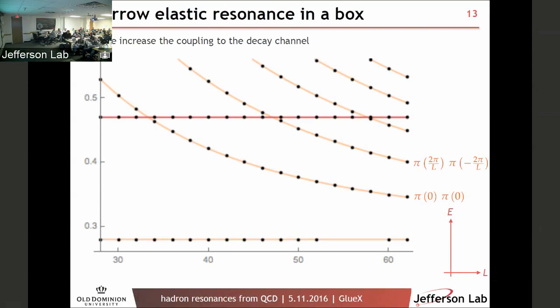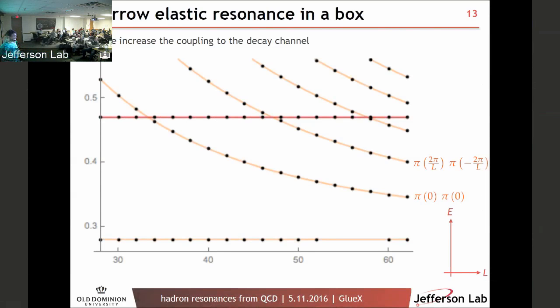So let me take the formalism that relates the elastic scattering phase shift to the discrete spectrum of states and supply a known phase shift. The known phase shift I'm going to supply is one describing a narrow resonance coupled to, let's say, pi pi. If you have an infinitely narrow resonance so that it actually doesn't couple to its decay channel at all, this is what you get. This is the energy spectrum against different box sizes. And each little black dot here is one energy level. And what you see is you get these dots which lie on the orange curves.